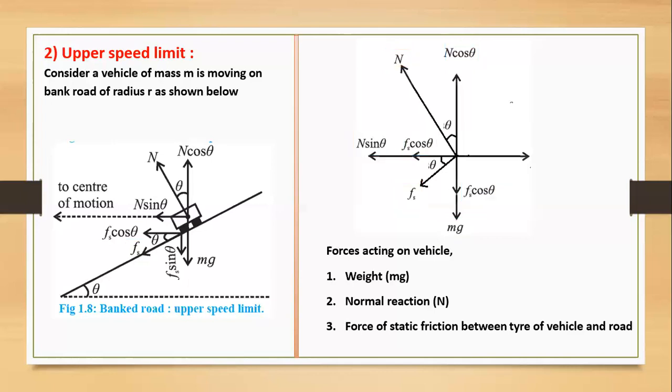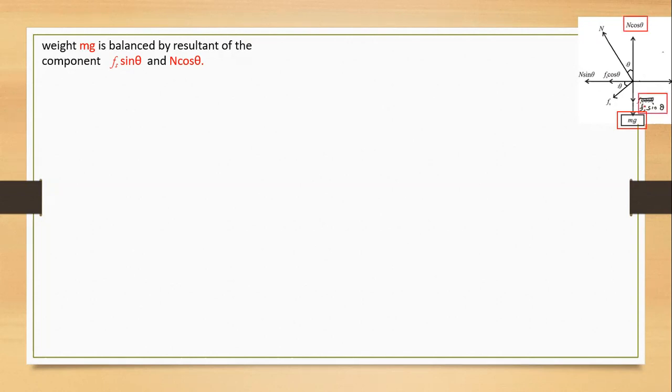So let me move on to the next page. Okay. Again, remember here in the diagram, it is Fs sin theta. Okay. You can see here the weight mg. This weight mg is balanced by the resultant of the components f sin theta and n cos theta. Okay. You can see here this weight mg, which is balanced by the resultant of this n cos theta and this F sin theta.